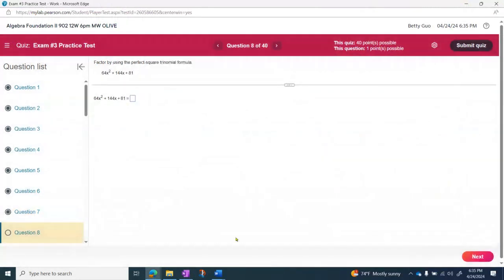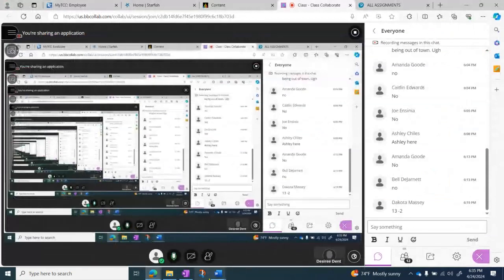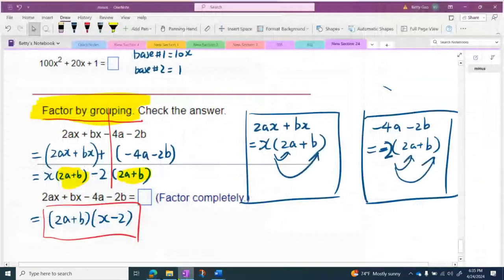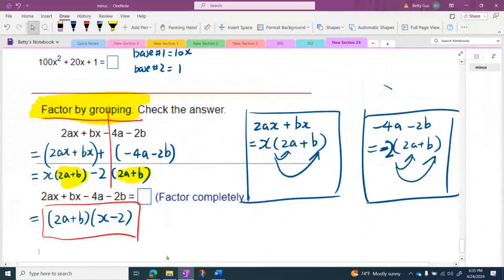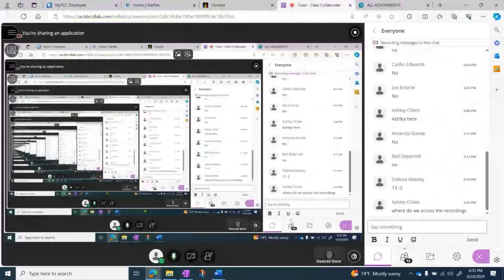Next, as I said, I'm recording. Just double check. Yeah, I'm recording. So go back to watch the recording once it's loaded. Sometimes it takes like half an hour. Where do we access the recording? That's a very good question. Let me show you right now.